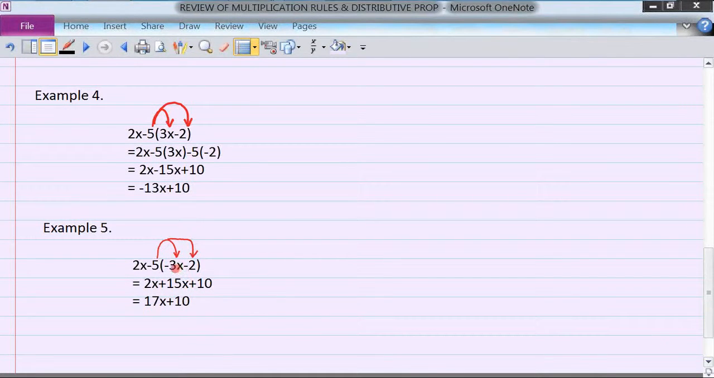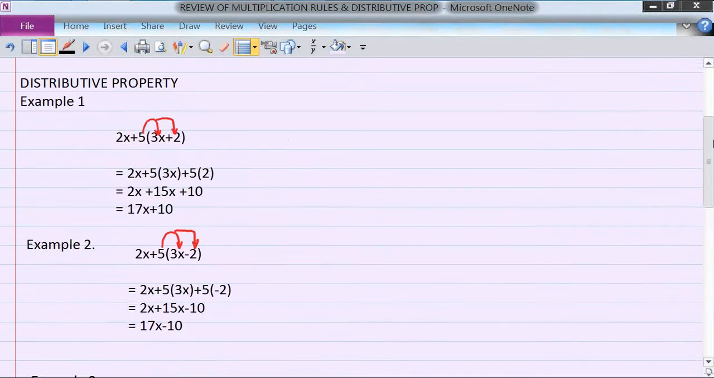Last example, we're going to put a minus in front of the 3x. So when we multiply minus 5 times minus 3x, we get plus 15x right here. And minus 5 times minus 2 gives us plus 10. So we have 2x plus 15x is 17x plus 10.